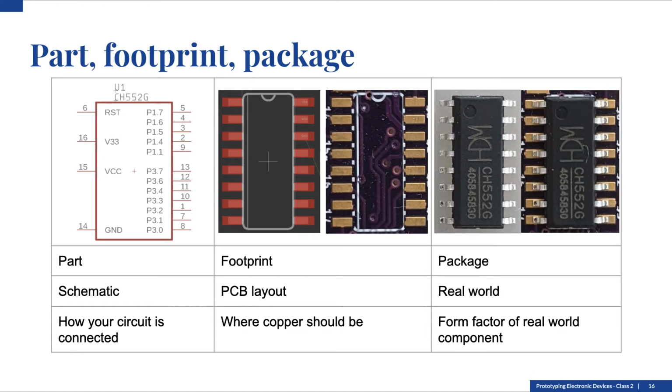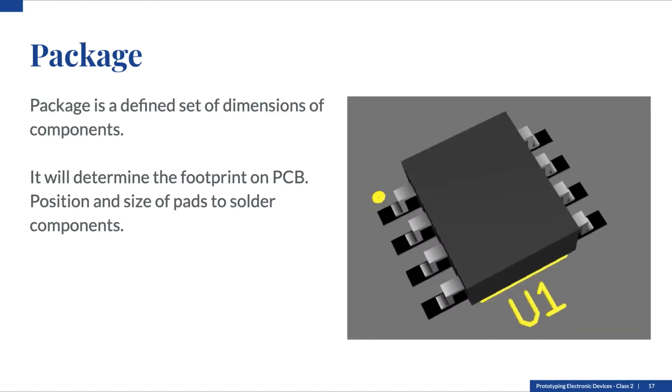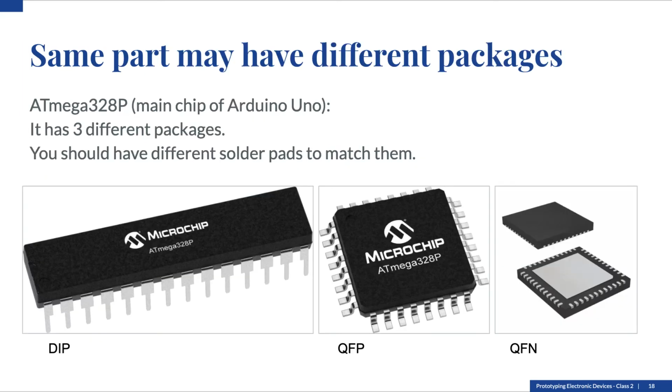The package refers to the physical shape of a component. When we are choosing a footprint, we must make sure the footprint matches the package, so we will be able to solder the component onto the PCB. A package is a defined set of dimensions of components. It will determine the footprint on the PCB, the position and size of the path to solder components. The same part may have different packages. The manufacturer may pack the same chip into different packages to fit different situations.